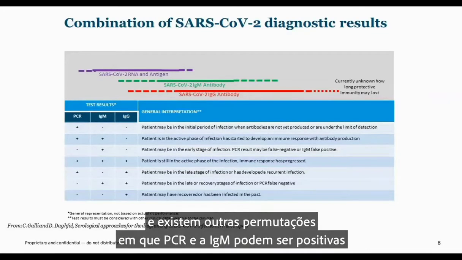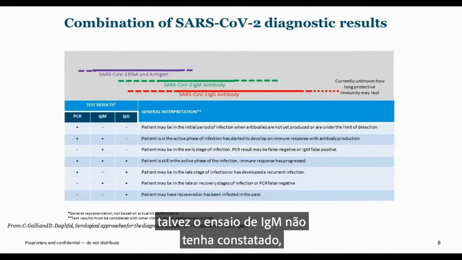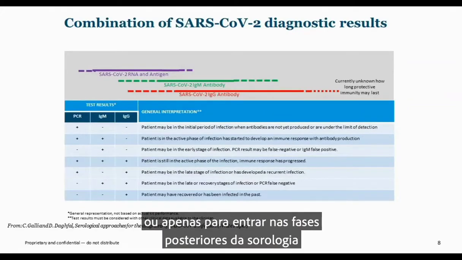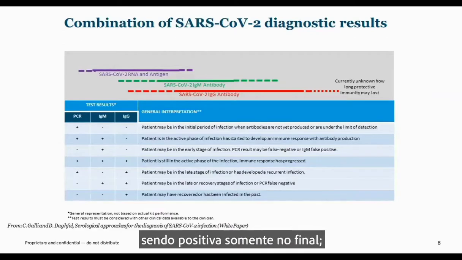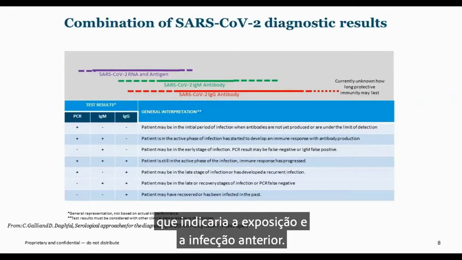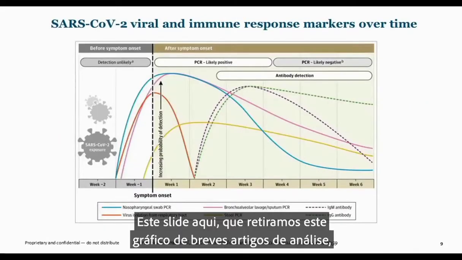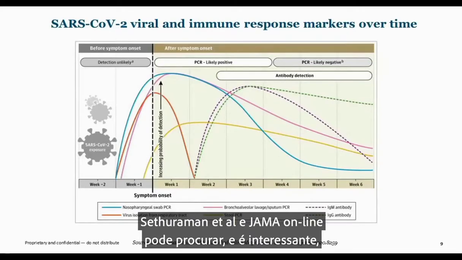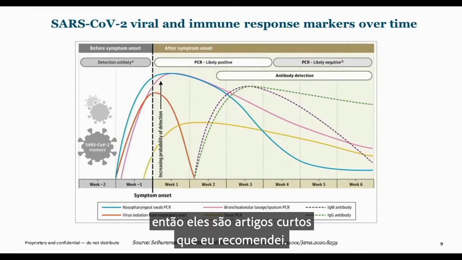And then there are other permutations where PCR and IgM can be positive if you're in the late stage of infection, or maybe there's a miss by the IgM assay, or you get into the later phases where serology is only positive. In the end, IgG is the most durable marker that would indicate exposure and a past infection. This slide I pulled from a very short review paper, Sethuraman et al. in JAMA, online May 6th. It's an interesting one, and only a short paper, so I'd recommend it.